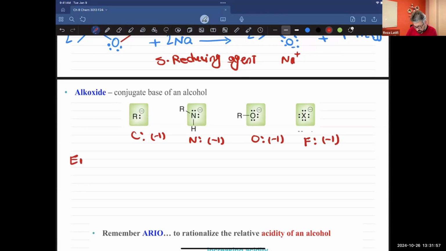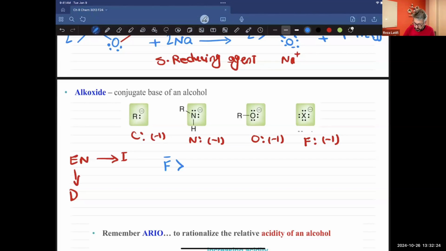I know electronegativity increases toward the right side of the periodic table. Down in any group, electronegativity decreases. So fluorine has the highest electronegativity. That means fluorine is more capable of handling the negative charge than oxygen or nitrogen. So I'm going to say F -1 is more stable. It's more stable than oxygen.